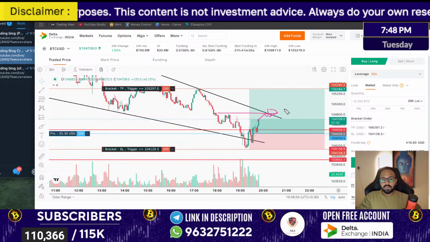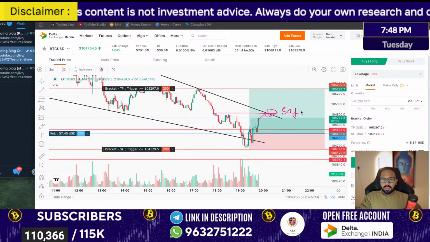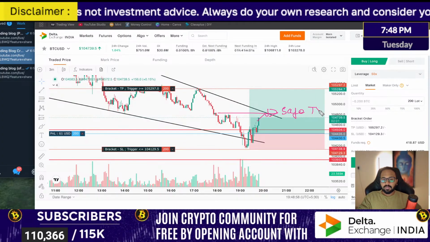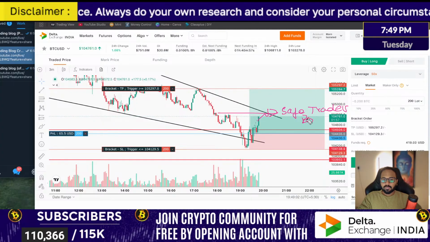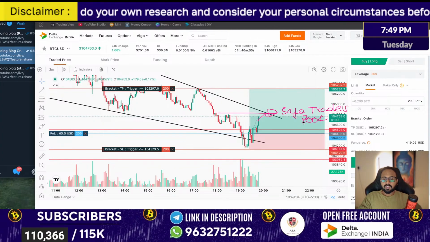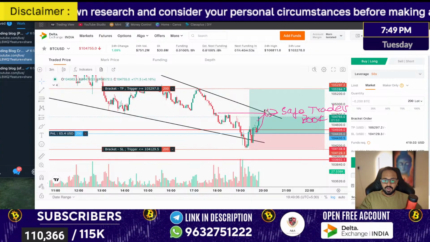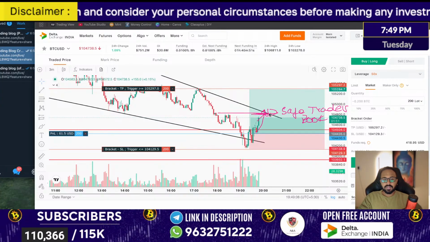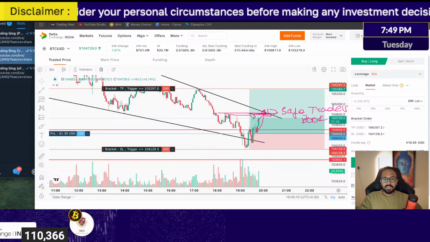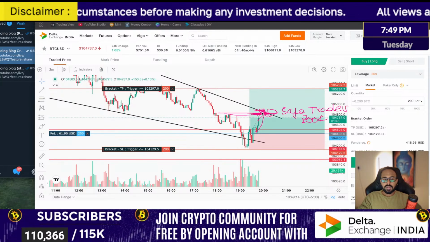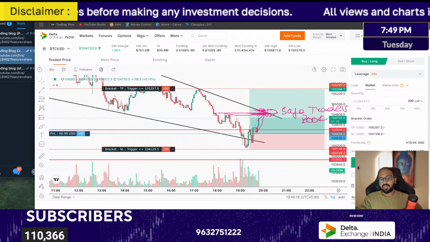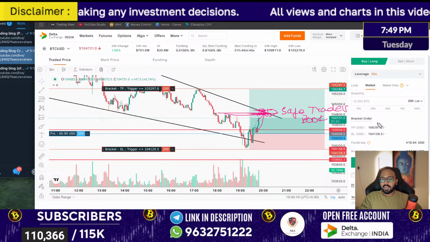Some time back someone told, sir, our market is not going as per the favor. Now it has gone as per the favor. I'm saying safe traders, eventually this level, I think it will break, and this trend line is important. So at this trend line, if you want to exit, you exit. In my case, I'm not exiting.